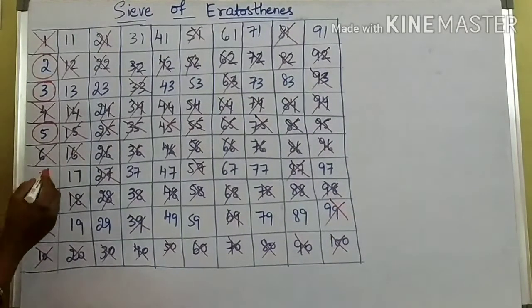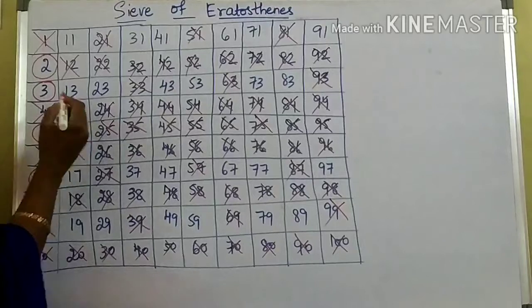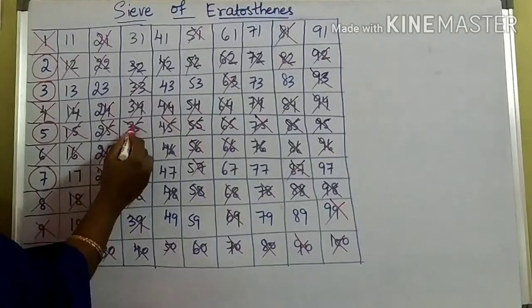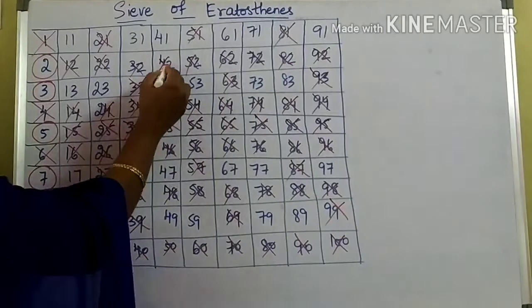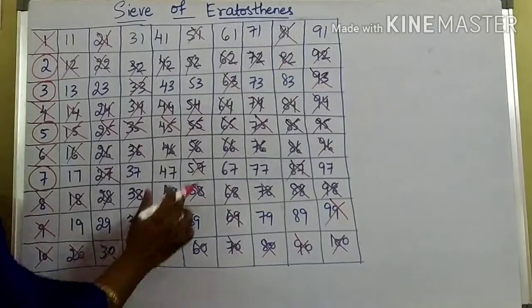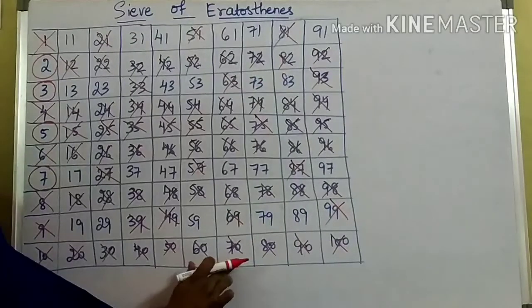Now encircle 7 and cross out all the multiples of 7. 7, 7 twos are 14, 7 threes are 21, 28, 35, 42, 49. 7 sevens are 49. Next 56, next 63, next 70. Up to 70 you know.